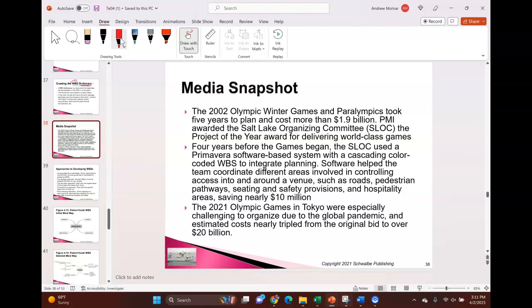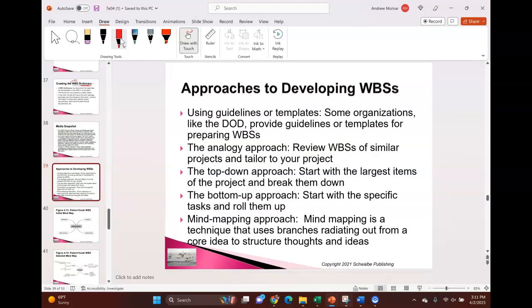This is a great media snapshot. I love this about the course. Again, it is detailed nicely in the book itself. There are various approaches to work breakdown structures. Basically, the only one you need to do is top down. Start at the top in your scope statement and just break it down, right?